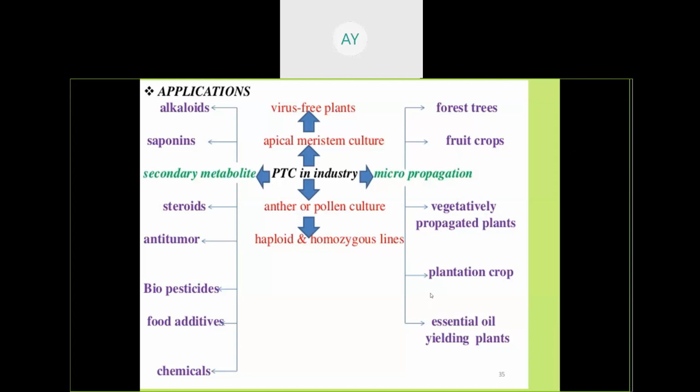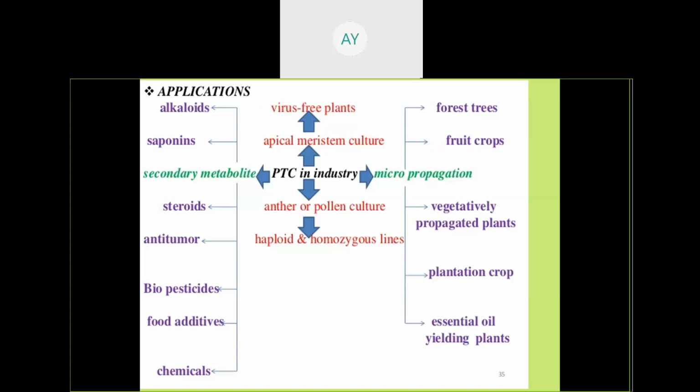Plantation crops are what we use for fodder purpose or for any industrial purpose, like tea. And essential oil means essence, perfumes, plants that produce perfume-like chemicals. Okay, peppermint. So that is used for the rapid multiplication of plants through micro propagation.